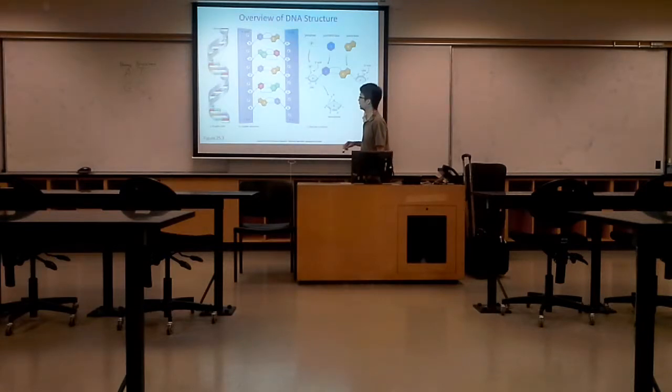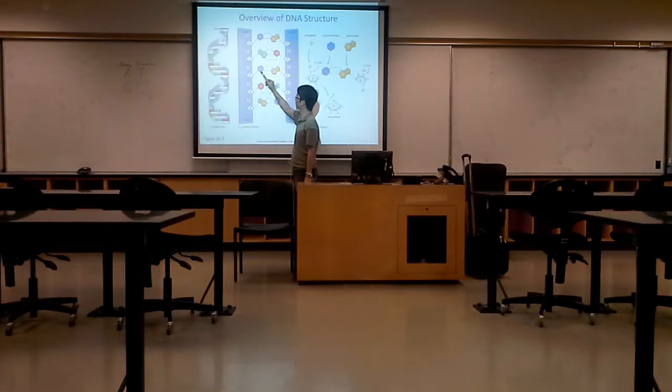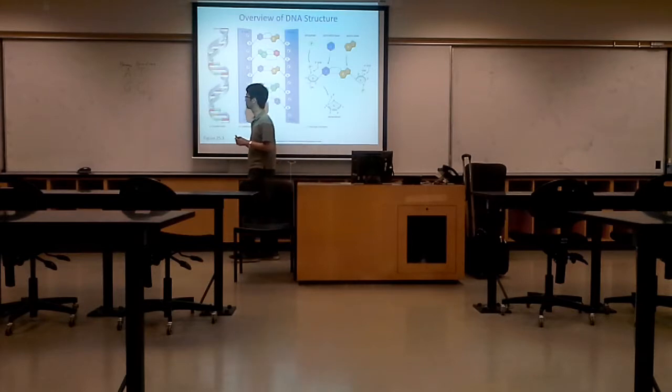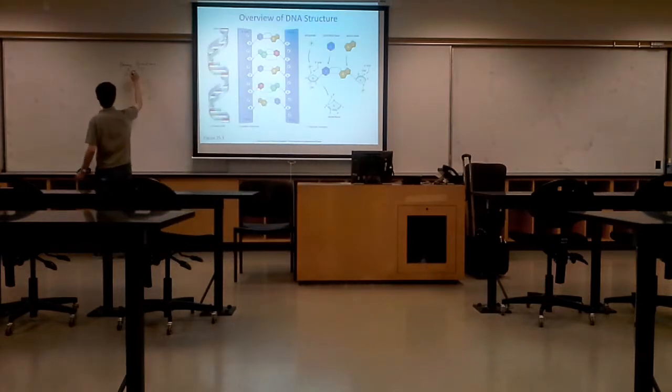And as you can see, A always pairs with T, and G always pairs with C. Between A and T it always has 2 hydrogen bonds. And here, G and C have 3 hydrogen bonds. So we can add in here 2 hydrogen bonds and then 3.